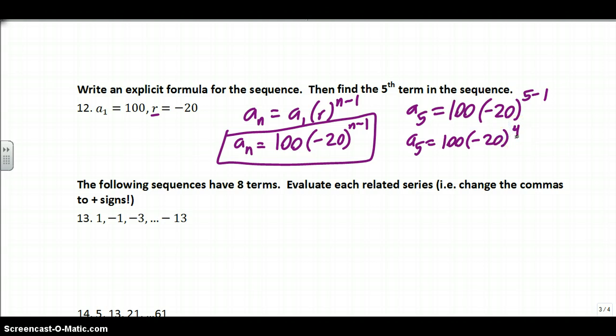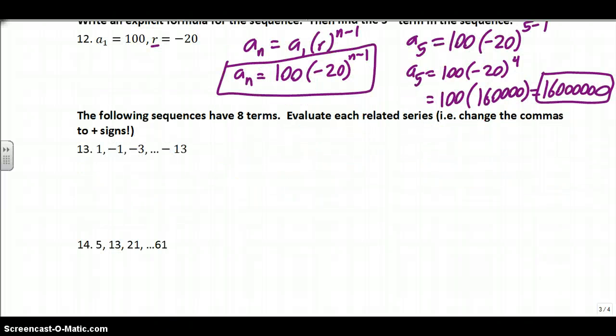All you have to do is be very, very careful. Make sure when you type -20 to the fourth that you put parentheses around the -20. Okay? If you don't, you're going to be in trouble because you'll get a negative answer. Anyway, 100 times 160,000 will be a nice, cool 16 million for your answer. Just make sure you have the appropriate number of zeros there. Okay? Not so bad, right?